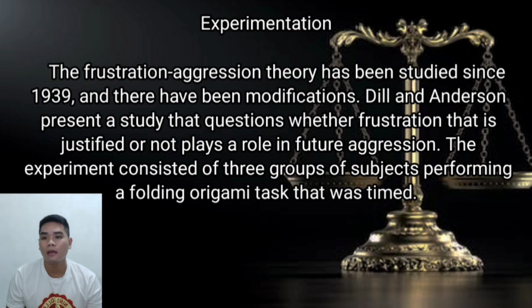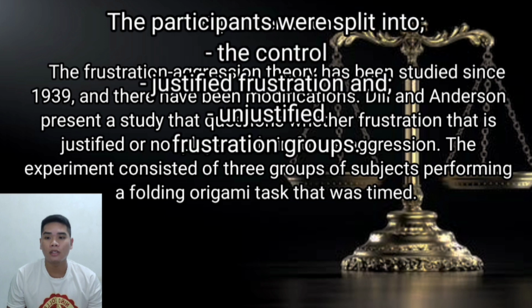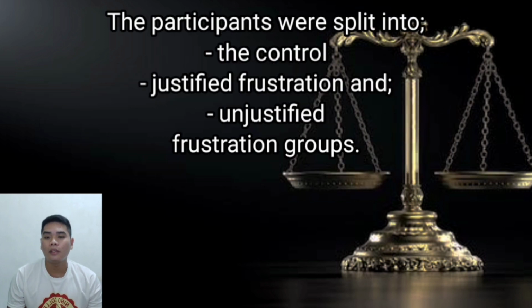Experimentation. The frustration-aggression theory has been studied since 1939, and there have been modifications. Dill and Anderson present a study that questions whether frustration that is justified or not plays a role in future aggression. The experiment consisted of 3 groups of subjects performing a timed origami folding task. The participants were split into the control, justified frustration, and unjustified frustration groups.